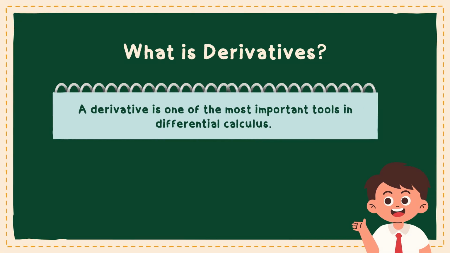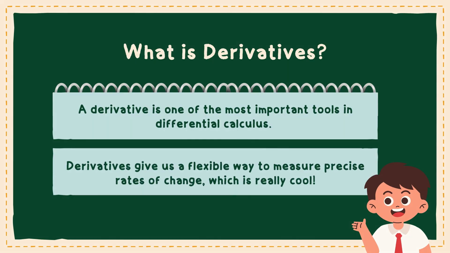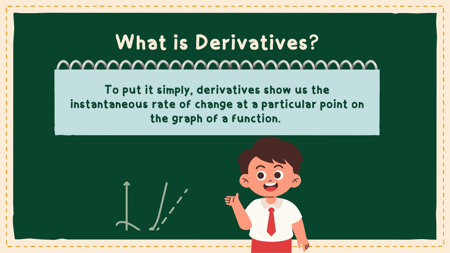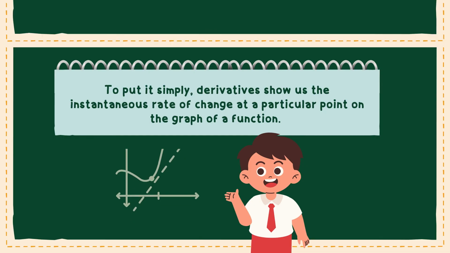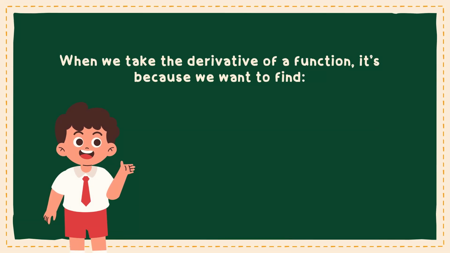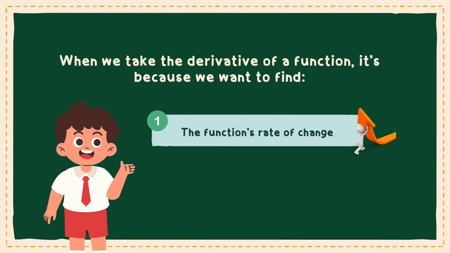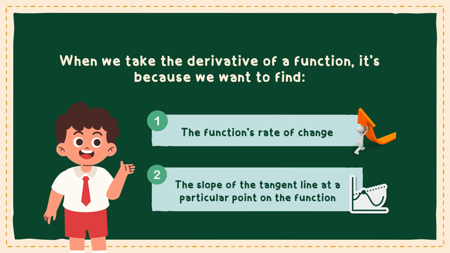Derivative is one of the most important tools in differential calculus. Derivatives give us a flexible way to measure precise rates of change, which is really cool. To put it simply, derivatives show us the instantaneous rate of change at a particular point on the graph of a function. When we take the derivative of a function, it's because we want to find the function's rate of change and the slope of the tangent line at a particular point on the function.